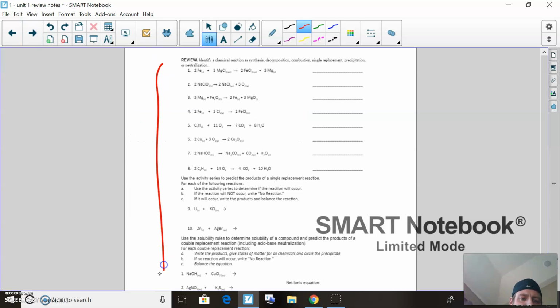Here's your worksheet. This is just classifying. All you have to do is write single, whatever, and so on and so forth. And then here are just two predicting problems. Don't worry about the net ionic piece on the worksheet.